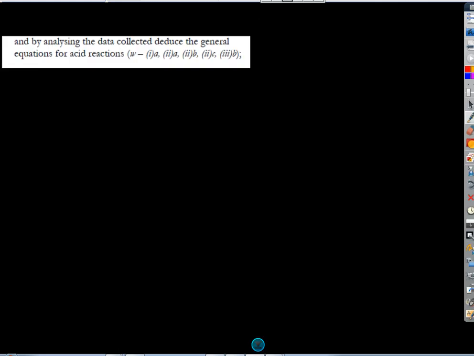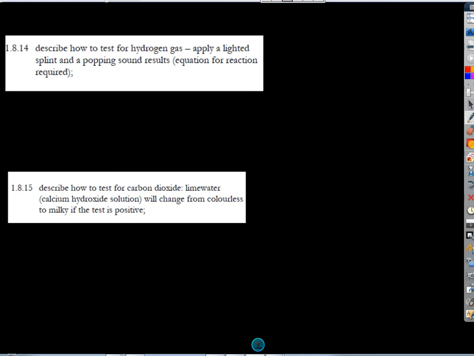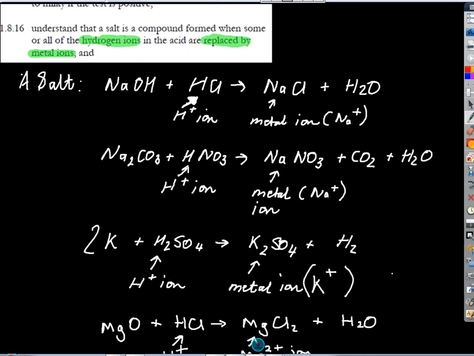Okay, we've done that. We've done the tests for carbon dioxide, and we've done the test for hydrogen. You should have been familiar with those even before.